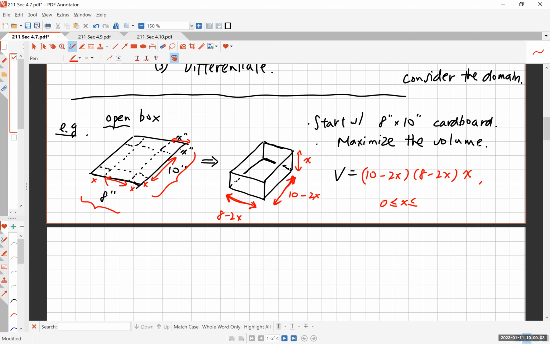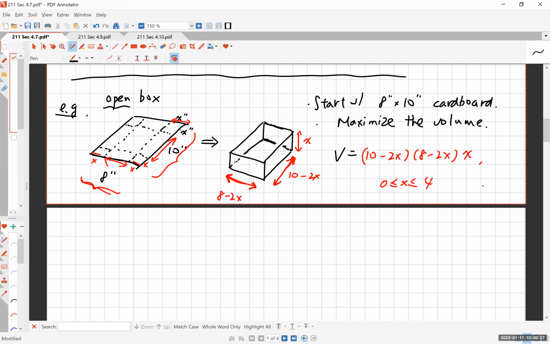Now, how big can X be? If X is 3, that's okay. But if X is 4, you have 4 here and 4 here, and there is no box left because this whole side is 8. Okay, so X can't be bigger than 4. Now, if X is 4, once again, you don't have an open box. You just have a flat or flattened open box. But again, to have a closed and bounded set, let's just let X be between 0 and 4 with those two endpoints included.